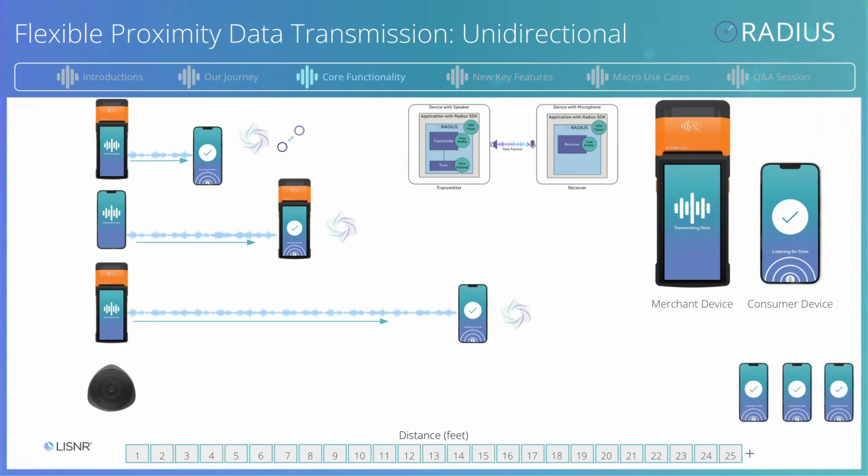Next, we'll talk about 25 plus feet. A data transmission using zone could represent the functionality of a live event or a proximity marketing example where tones are transmitted through a more robust speaker system.